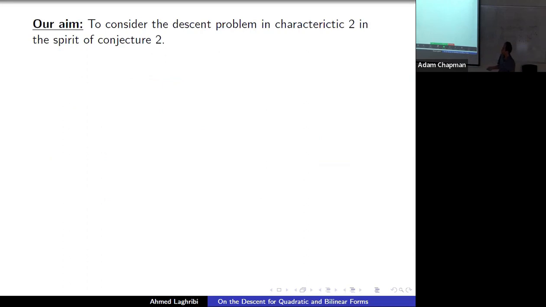Now, our aim for the rest of this talk is to consider the distance problem in characteristic two in the spirit of Conjecture 2. Why? Because in characteristic two, it is a very big problem with the unramified Witt group. We don't know. It's really obscure. So I will take F a field of characteristic two, K is F(u) from now on.